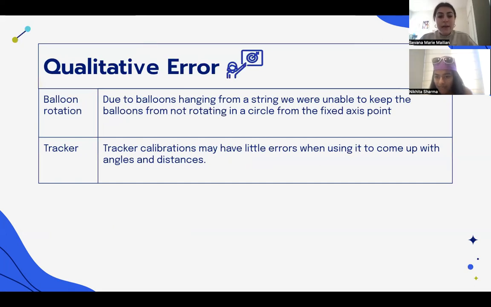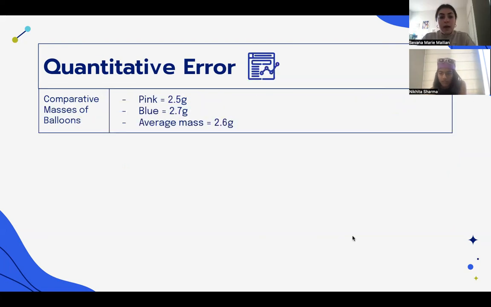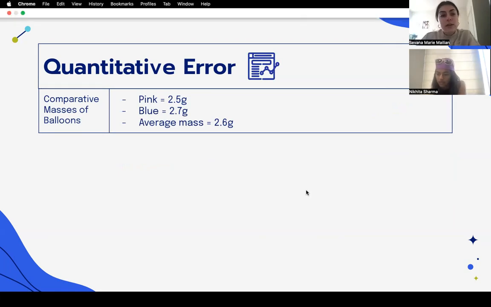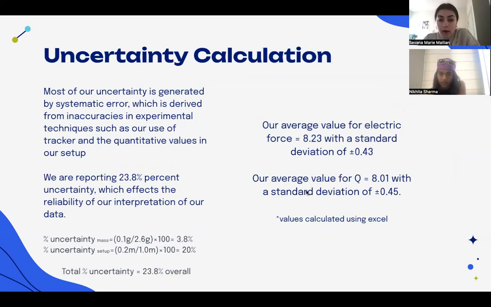Some qualitative error that we have is that we were unable to keep the balloons from rotating, and Tracker calibrations may have slight errors in them. Quantitatively, we assumed in our calculations that the balloons were of the same mass, but they in fact really weren't. The average mass was 2.6, but they differed slightly from each other. Our standard deviations were about 0.43 and 0.45, and we calculated a total 23.8% overall percent uncertainty.